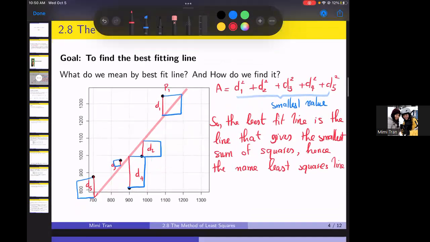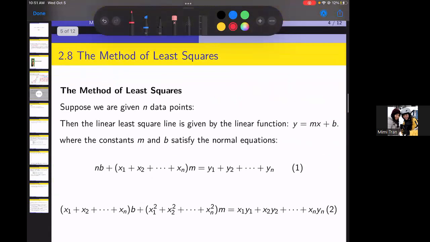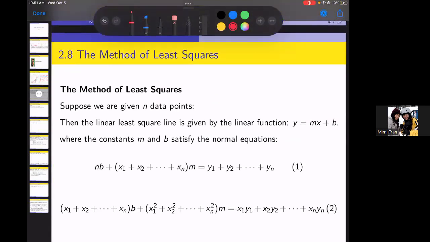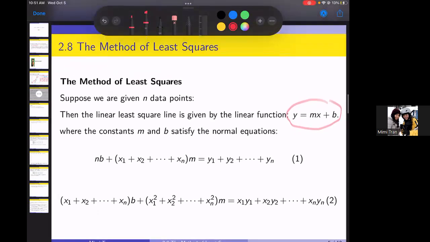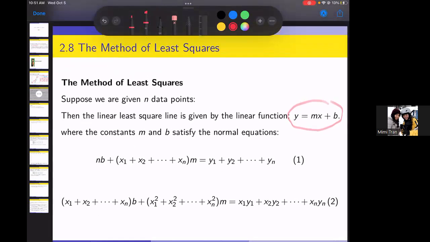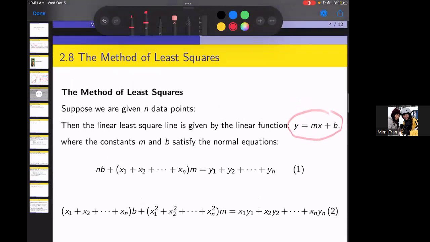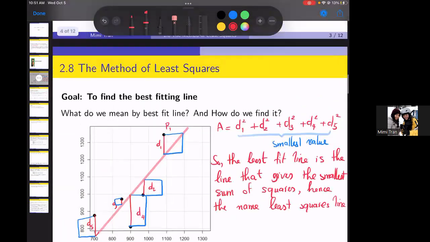Now, how do I do that? There's a method, a formula for you to do this. So what I want is to find this. But in order to find y equals mx plus b, what do I need? I need m, the slope, and I need the y-intercept, so 2 things. So what I'm going to do is give you a bunch of data points. Depending on how many points I give you, that will be your sample size, called n. So for example, up here, how many points?